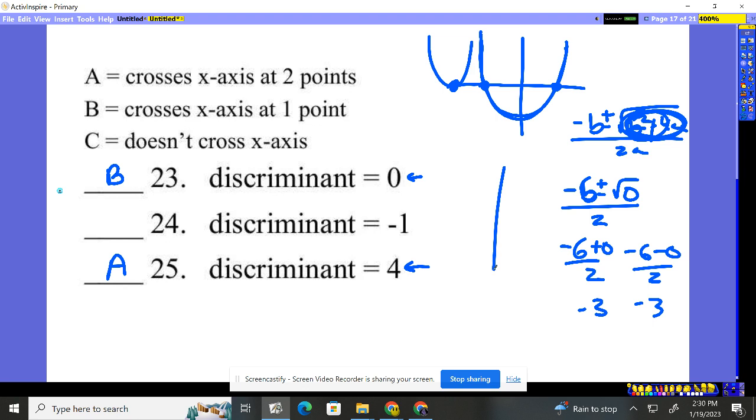Well, if I'm trying to make it cross here to show the solutions, well, I said there's no solutions if it's negative. That just means the parabola is never crossing. It's maybe up there, maybe it's a downwards facing. It never touches the x-axis. So 24, if the discriminant is negative, it doesn't cross the x-axis at all.